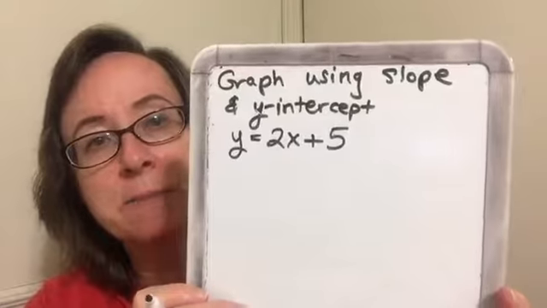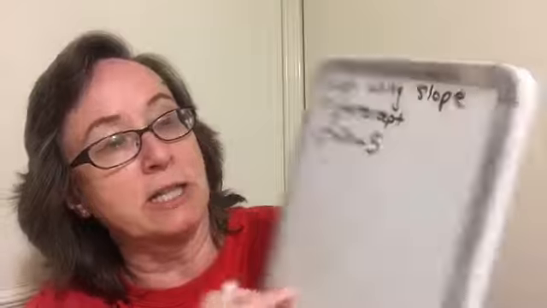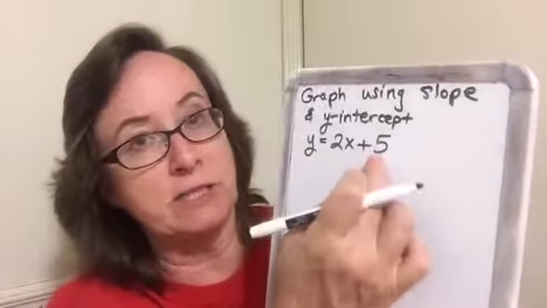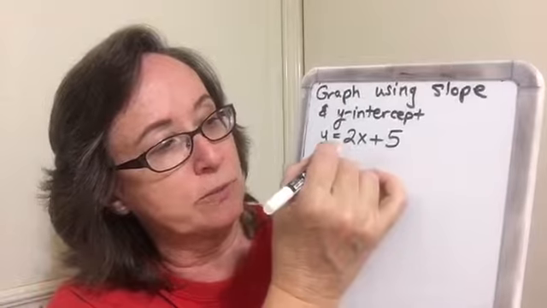Okay, so then we're going to talk about graphing lines using our slope and y-intercept, and we're going to start with y is 2x plus 5. Okay, y is 2x plus 5, which is already in slope-intercept form. So our y-intercept is 5, our slope is 2 over 1.